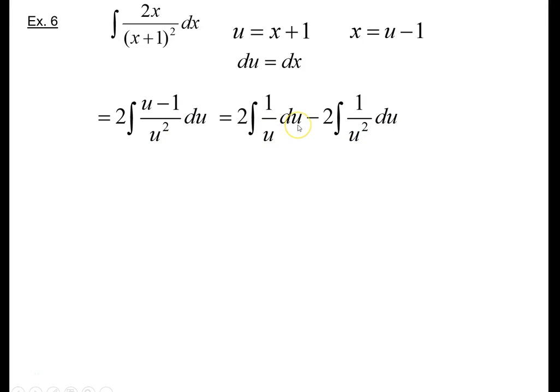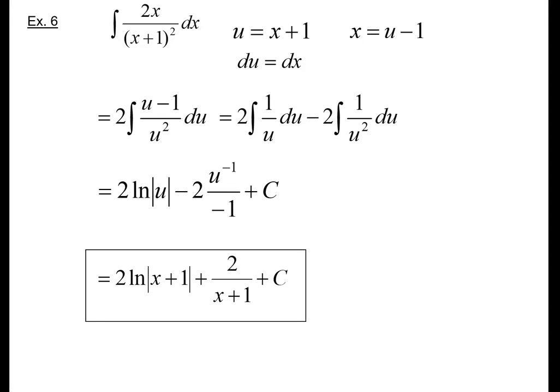So 1 over u du is just the natural log of u. That's not a problem. 1 over u squared is going to be a power rule. That's u to the negative second. So that becomes u to the negative first over negative 1. The 1 over u du turned into natural log of u. Clean it up a little bit and go back and make your substitutions for u.